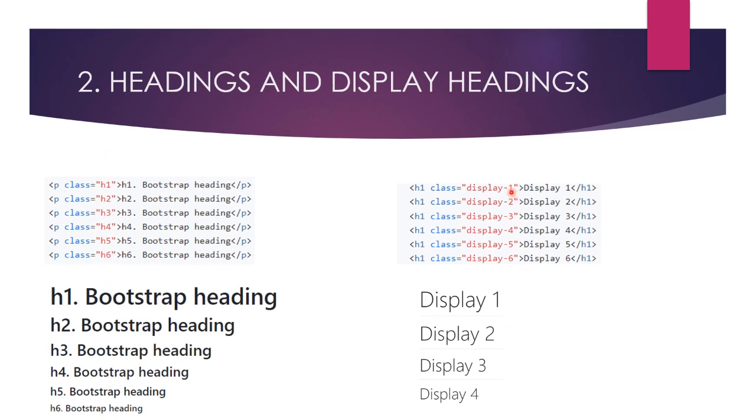They as well run from display 1 to display 6, just like the heading classes which run from H1 to H6. The difference here is that the display headings have a font weight that is a bit lighter than the H1 to H6 heading classes.